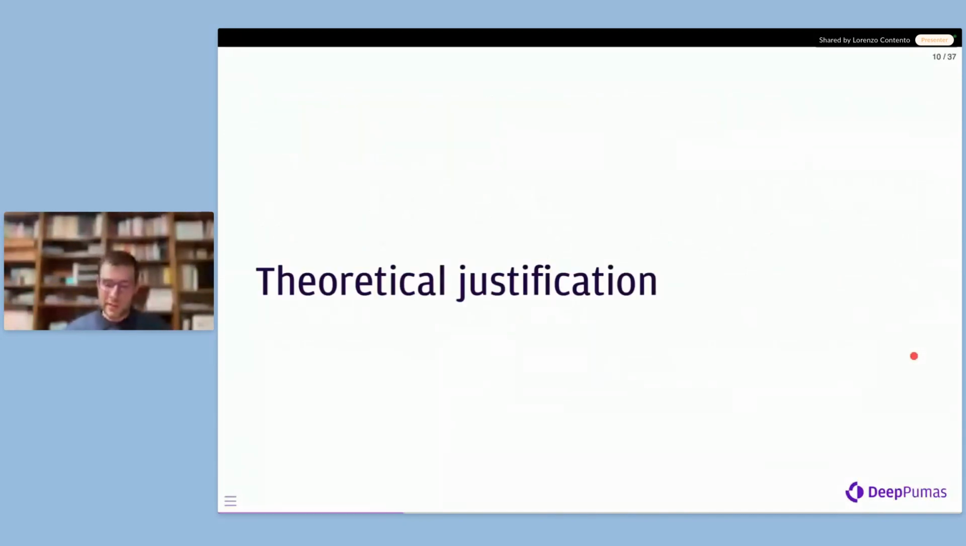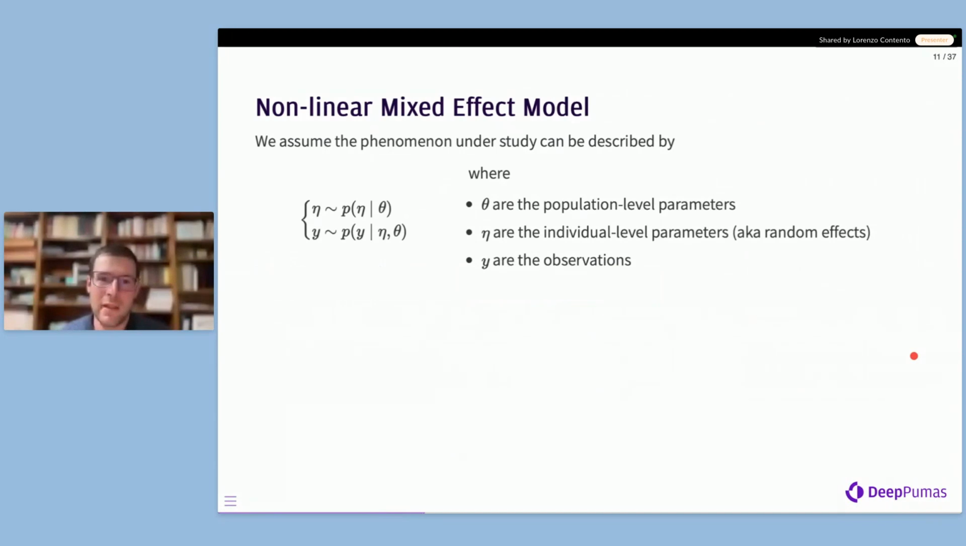Okay, so let's give some very slight theoretical justification. A full theoretical justification is still underway, but I think I can give you some intuition on why this should work, and also give you some idea on when instead it should fail. So this is a very general nonlinear mixed effect model, in which we have theta, the population-level parameters, eta, the individual-level parameters, aka the random effects, and some observations y.